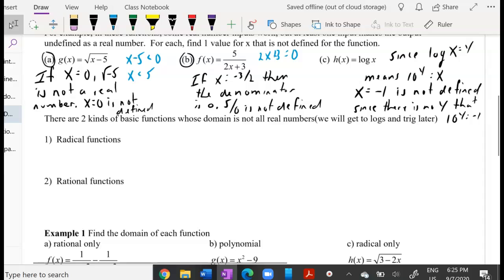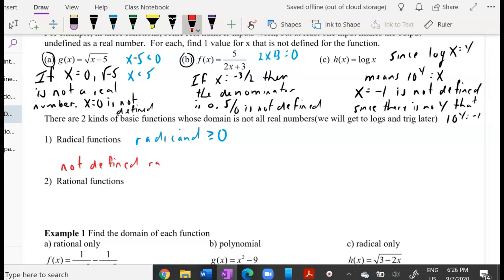Okay, so there's basically two rules that I kind of hinted at in examples A and B. The rule is that if you have a radical function, so anytime you have a radical, the radicand must be greater than or equal to 0. That's the only thing that's defined. So not defined would be a negative radicand, a radicand that's less than 0.